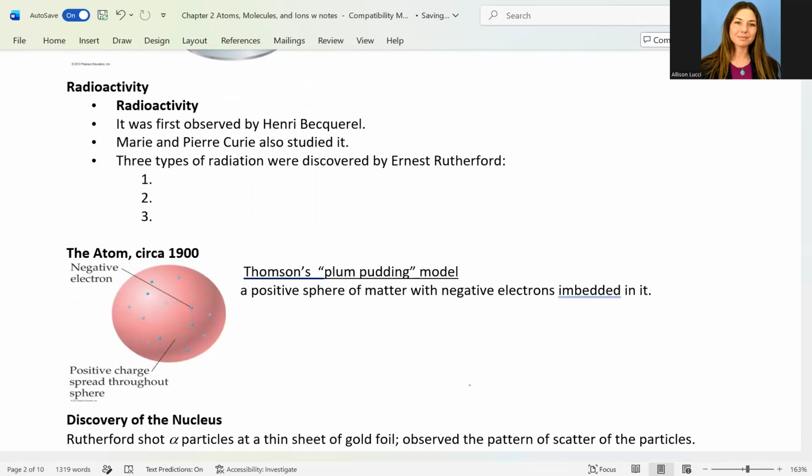Then we have some more scientists down here. So radioactivity, which is in general the spontaneous emission of radiation from an atom. Becquerel is quite credited with that discovery. Then we have Marie and Pierre Curie. They have also studied radioactivity. And then last, we have Ernest Rutherford listed here, which actually defined 3 different types of radiation.